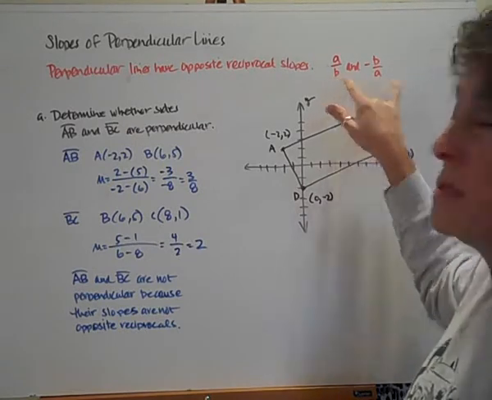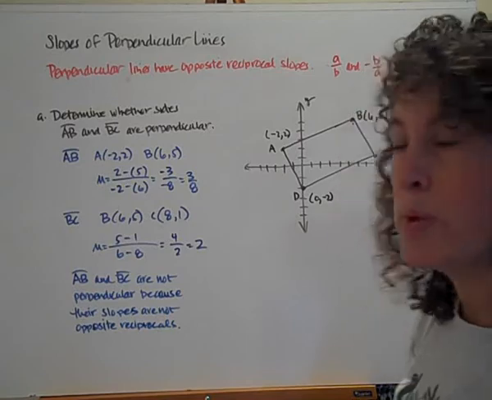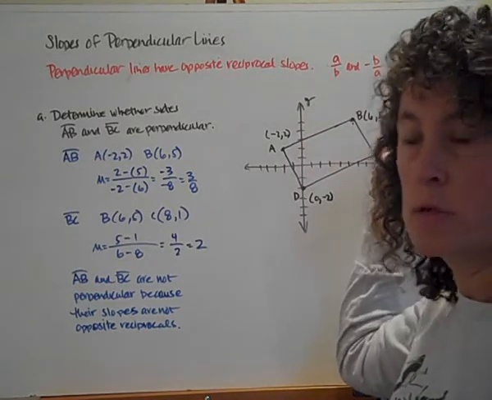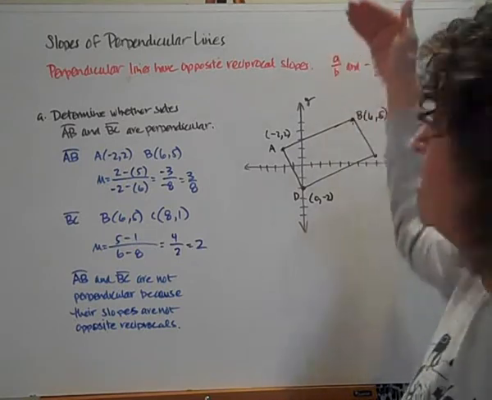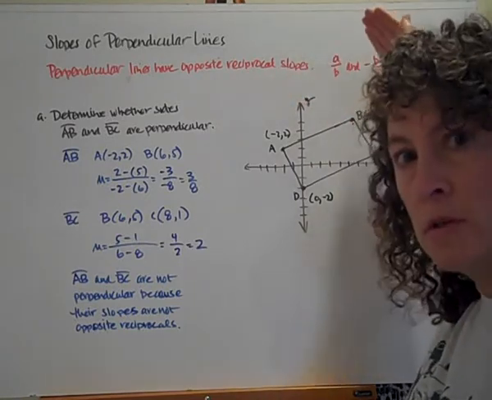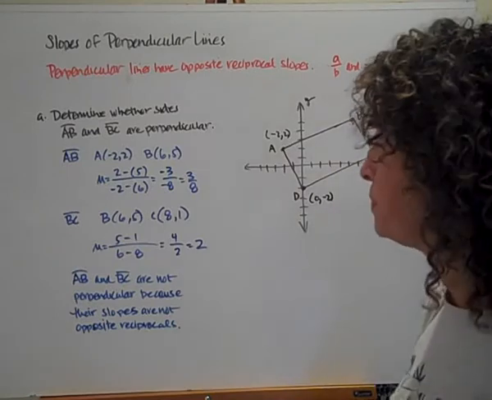So these two lines are perpendicular to each other, which makes sense. If one has a positive slope, to be perpendicular, the other has to have a negative slope. When I look at the rise and the run, the rise of one is going to be the run of the other. The run of one is going to be the rise of the other. So I'm flipping that fraction.